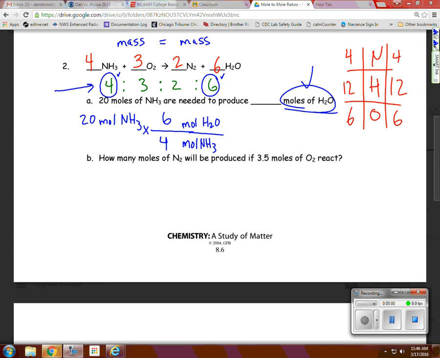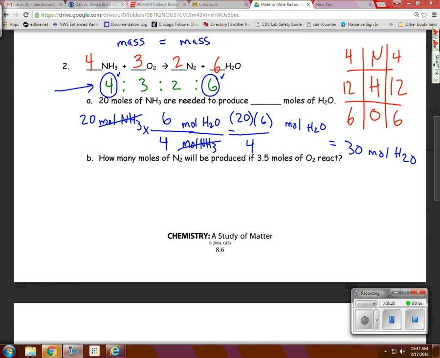So once we've done this, we can cross out moles of NH3, and we're left with 20 times 6 times our unit of moles of H2O over 4. 20 times 6 over 4, that answer is 30. So, if we started with 20 moles of NH3, we can make 30 moles of water, of H2O.